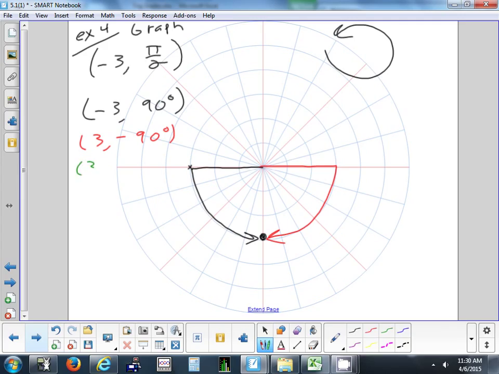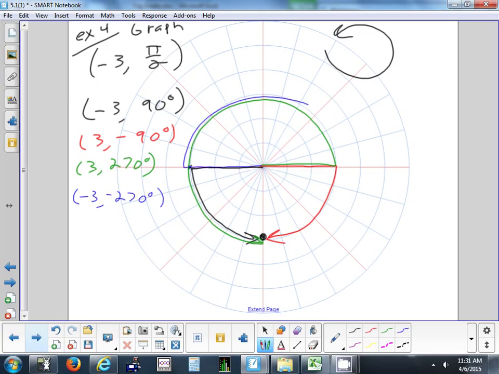Okay. So we could do 3 and then 270. Negative 3 and then which one? Negative 270. So that's negative 3 and then clockwise 270. So how many ways are there to get to each point? 4 basic ways. You can go left or right to start. Then you can go clockwise or counterclockwise.